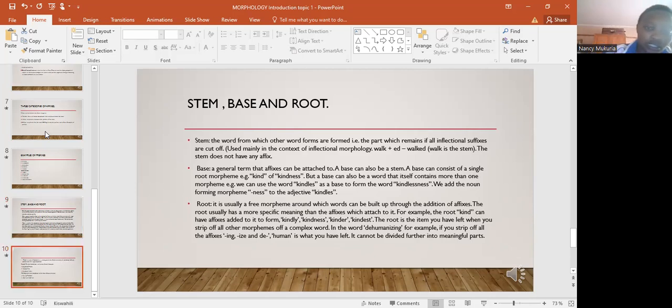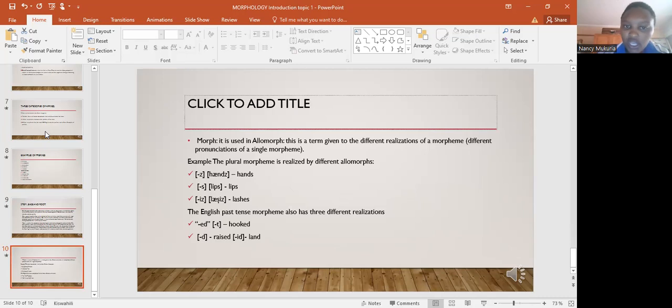Yes, and in conclusion now, what is a morph? Morph is used in allomorph. It is a term given to different realizations of a morpheme, different pronunciations of a single morpheme. Example, the plural morpheme is realized by different allomorphs. For example, hands, lips, lashes. You know, the morpheme there is s, but the pronunciation is so different.